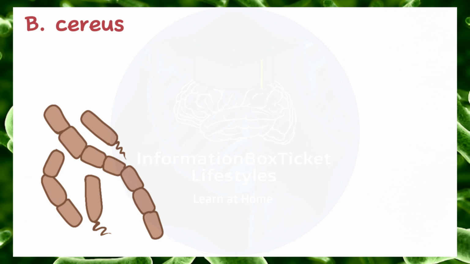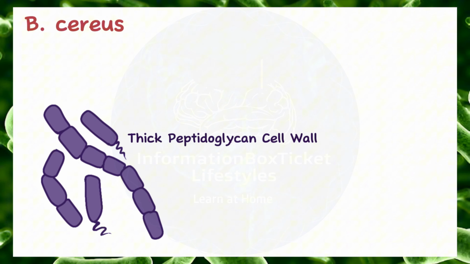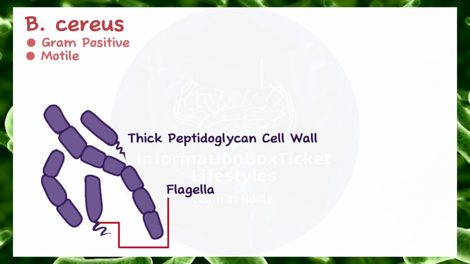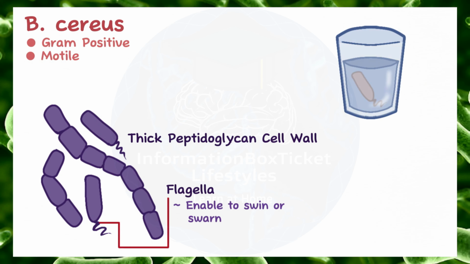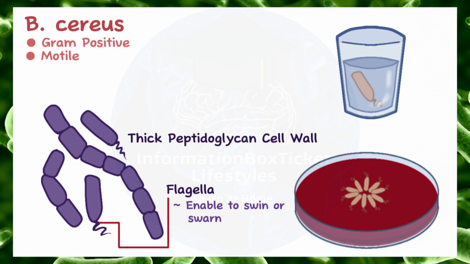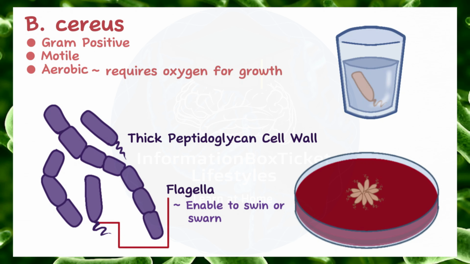B. cereus has a thick peptidoglycan cell wall, which absorbs purple dye during gram staining, identifying it as a gram-positive bacterium. It is also motile, equipped with thread-like flagella that enable it to swim in liquid media or swarm on solid surfaces like culture media. Additionally, it is aerobic, meaning it requires oxygen for growth.